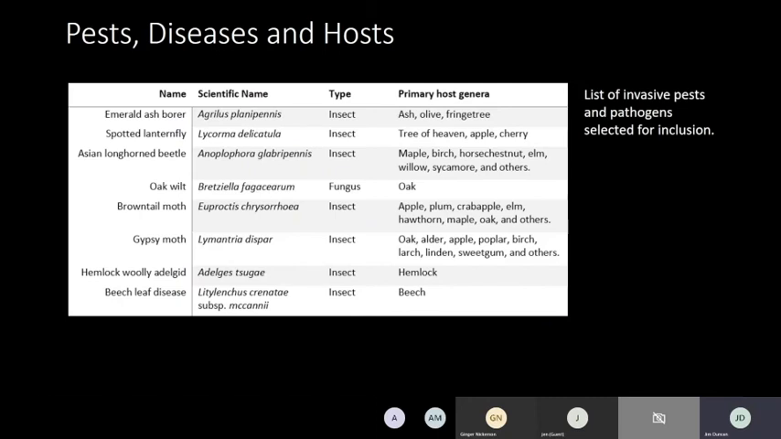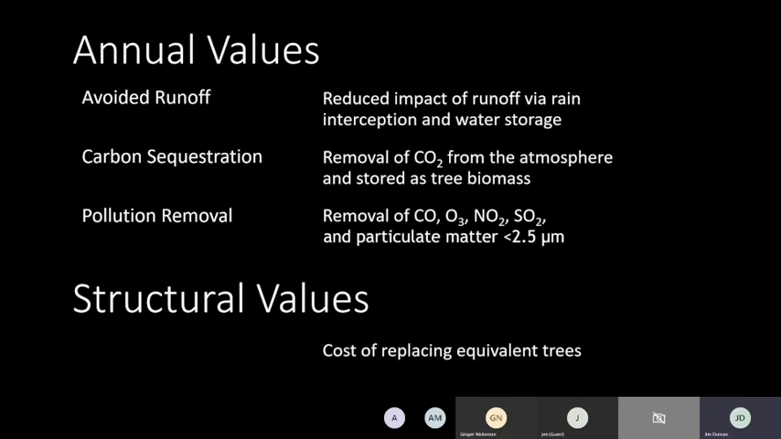We looked at each of these diseases or pests and identified their primary host genera. In some cases, it's a long list, such as Asian longhorn beetle or brown tail moth, which have a pretty wide number of species that they'll affect. They might prefer one over another, but we just included all genera to understand the full potential impact if a pest were to become really established and active in an area. And so we used this information to limit down the benefits being provided by trees of these hosts. To quantify, we focused on three annual values. The first one is avoided runoff.